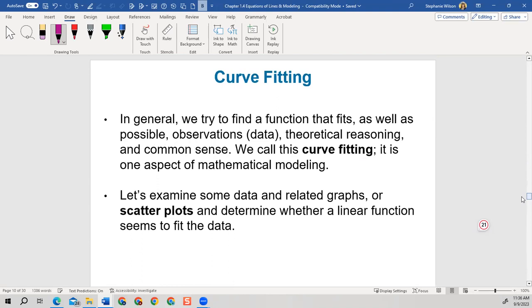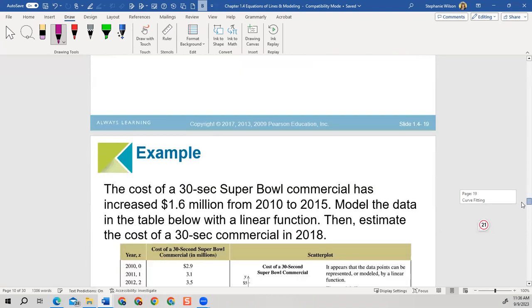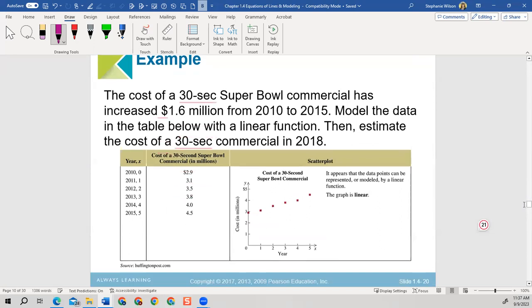So in general, we try to find the function that fits as well as possible the observation, data, theoretical reasoning, and common sense. We call this curve fitting. It is one aspect of mathematical modeling. Let's examine data and related graphs or scatter plots and determine whether a linear function seems to fit the data. So as you see here, they said that the cost of a 30-second Super Bowl commercial has increased 1.6 million from 2010 to 2015. So we model the data in the table below with a linear function, then we're going to estimate it.